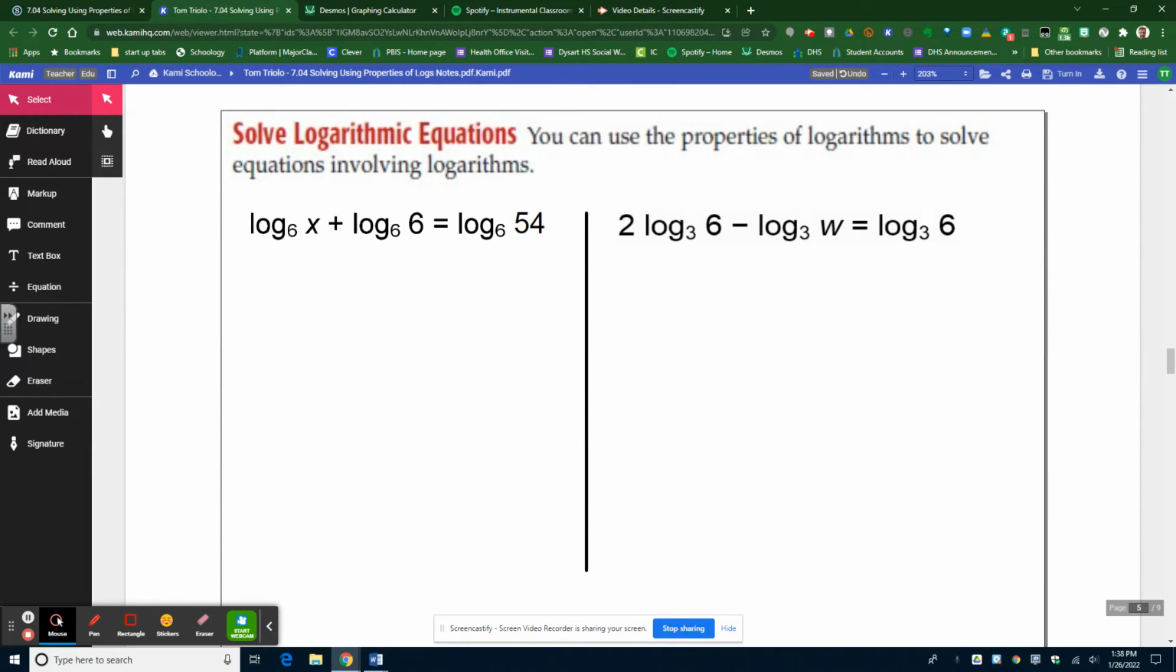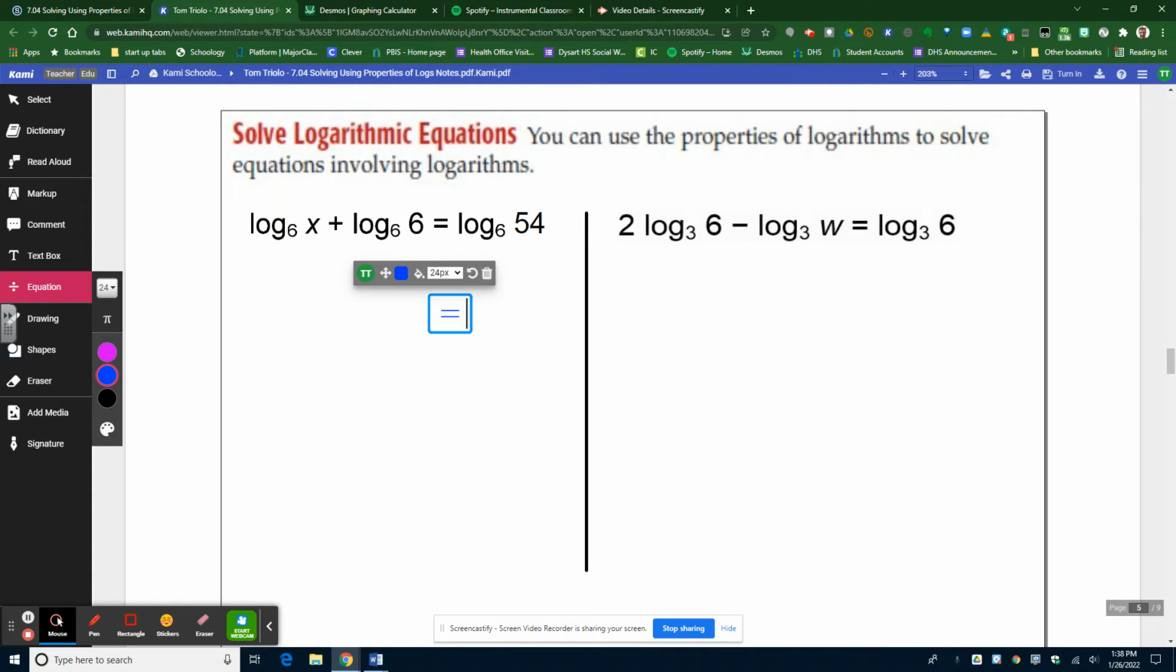All right. Time to use them to solve. Okay, you can use the properties to solve the equations involving logarithms. I can't solve my equation until I have a single logarithm on both sides. Good news is these only have one log on one side, so I'm going to leave that one alone. So right hand side, leave it alone. So equals log base 6 of 54.